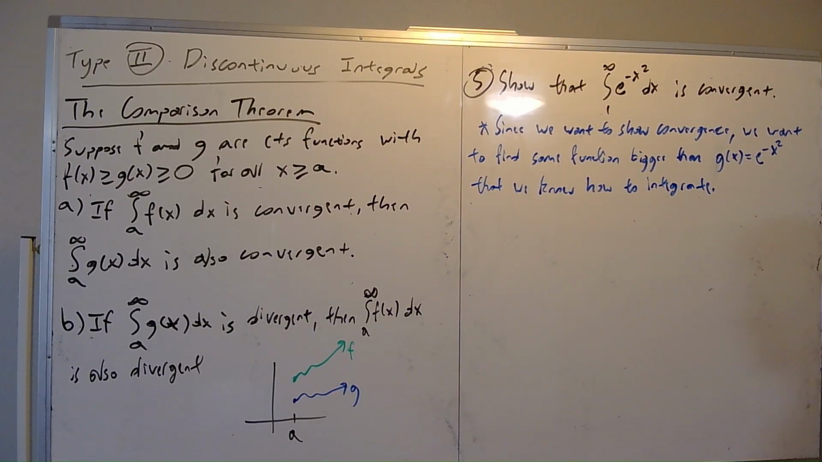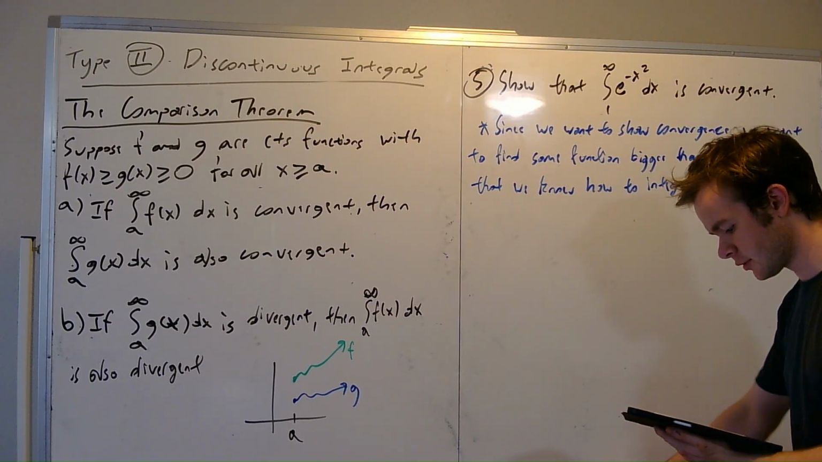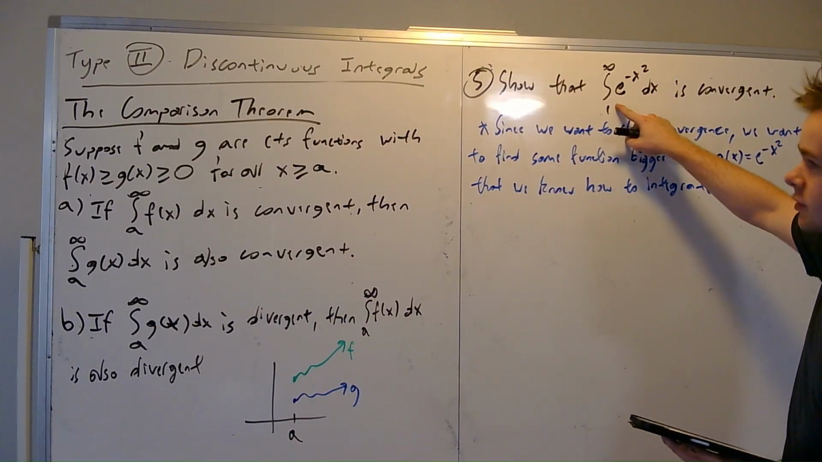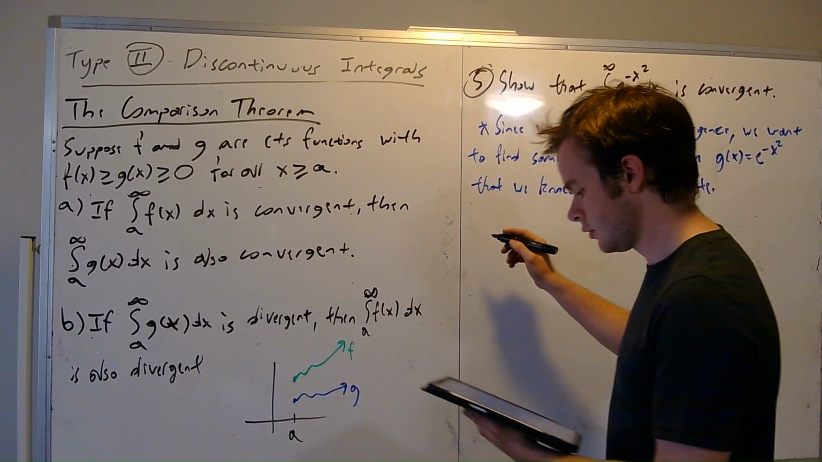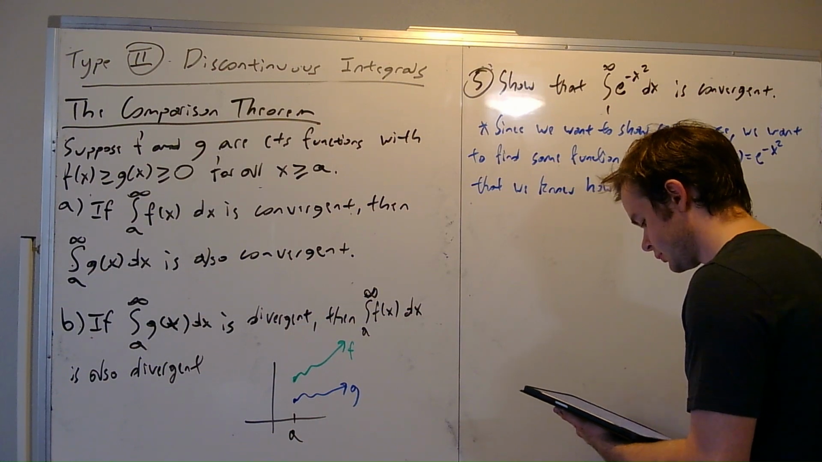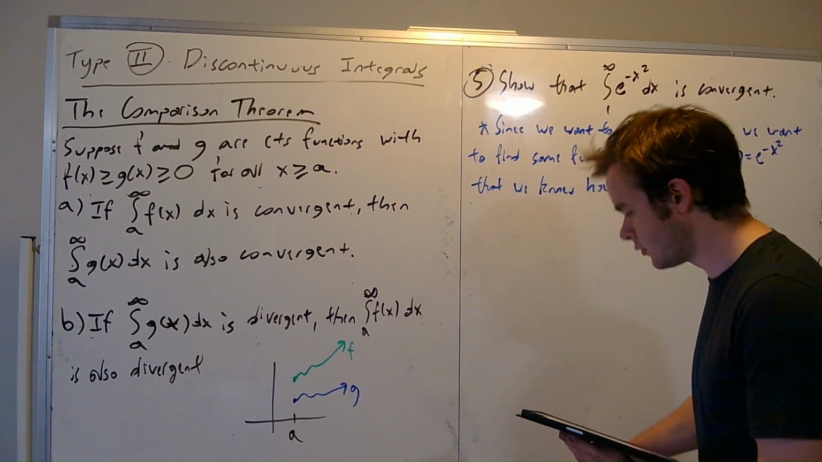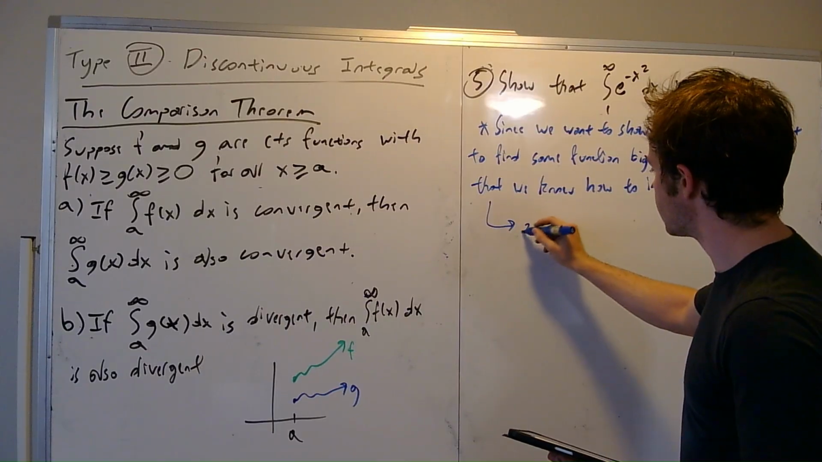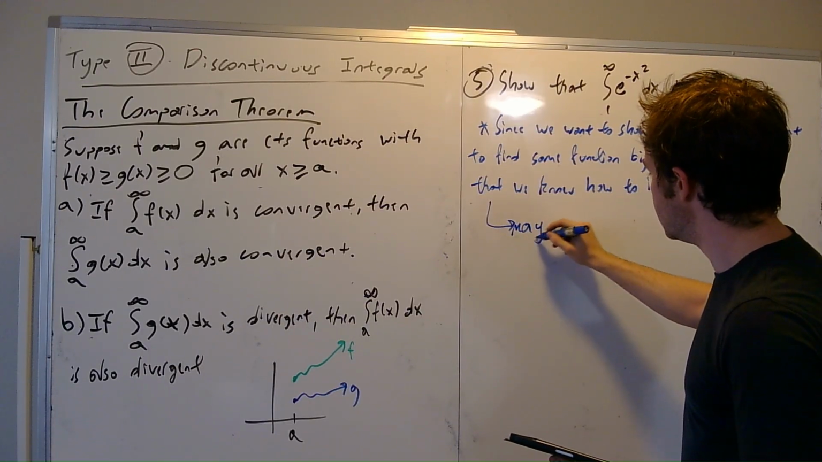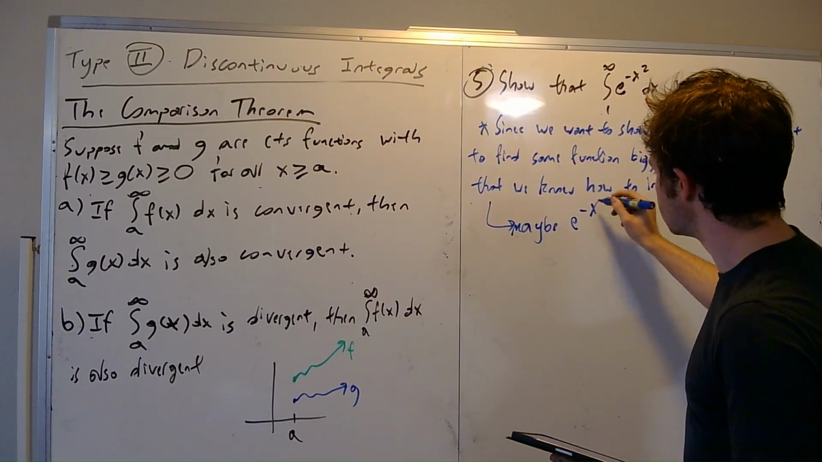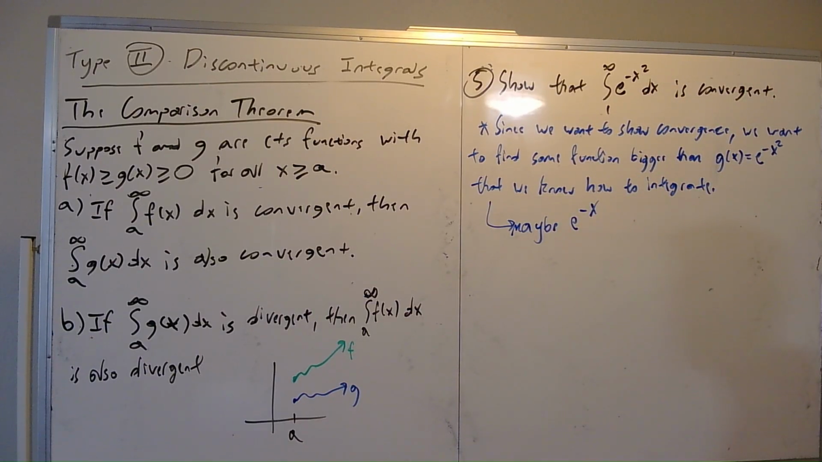Right. So we can try to find some function that's bigger than e to the negative x squared that we actually know how to integrate. So let's consider the fact that here we're only worried about x values that are bigger than or equal to 1. Let me first just write our guess. Our guess is maybe e to the negative x. That might be a bigger function that we can use. But we need to check that this is actually bigger than e to the negative x squared.